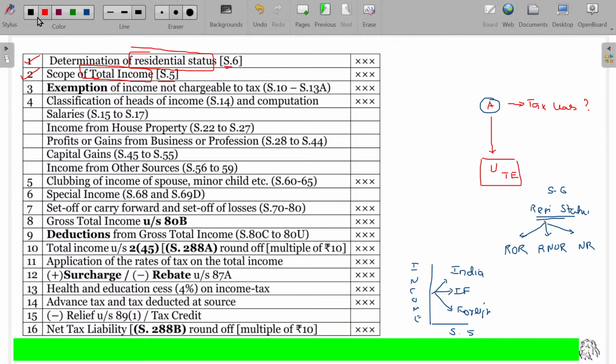Then what happens, if you are being ROR, all the 3 incomes are taxable. All the 3 incomes are taxable. You are the man of the soil. You have to support the Indian government. Wherever you earn, give me something. That's how the Indian government asks you. Whether you earn in India, outside India, or foreign income Indianized, all the income will be taxable.